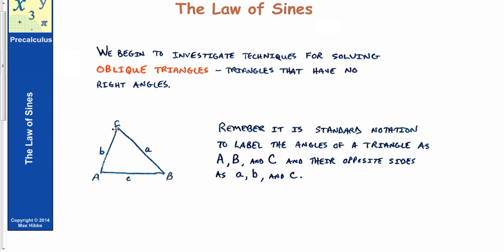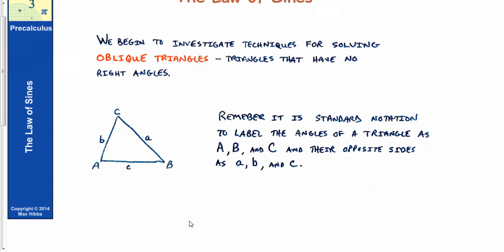And before, C was a right angle, but here it is not. This is an oblique triangle. So we have an angle C, and the side opposite it is c. And of course, these are all measures. When I talk about the angle A, I'm talking about the measure of it. When I talk about side a, I'm talking about the measure of it, how long it is.